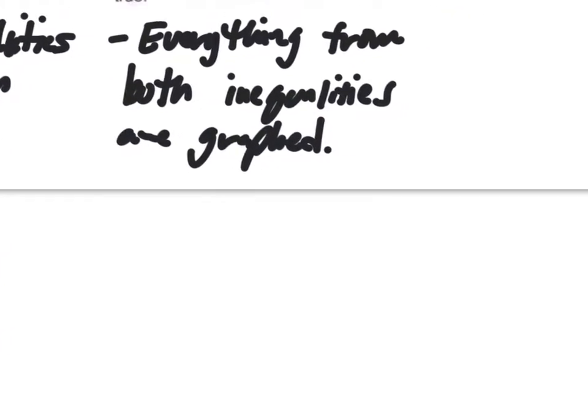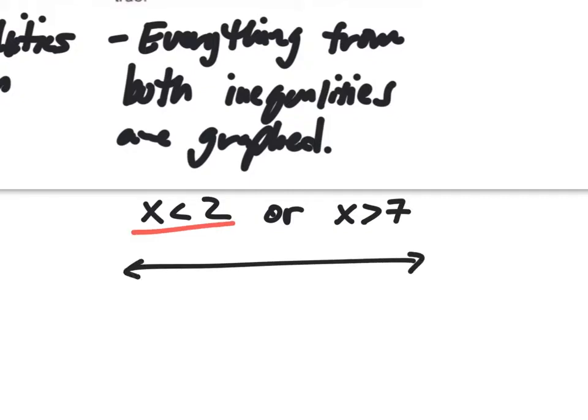Let's say you've got something like this: x is less than 2, or x is greater than 7. What I would do is graph both of them. If I graphed x is less than 2, I'm going to graph three of them like I did before.